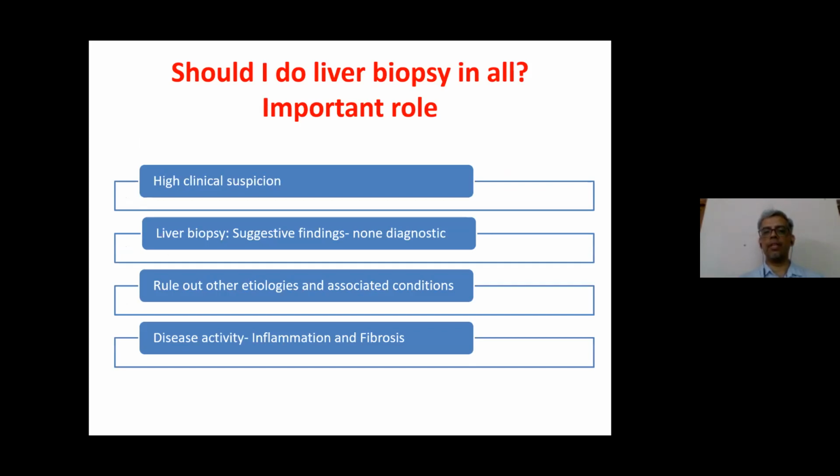Liver biopsy plays a very important role in the diagnosis of autoimmune hepatitis. Though, as discussed, the diagnosis of autoimmune hepatitis is based on a high clinical suspicion. The liver biopsy gives you suggestive findings, though none of these findings are very diagnostic for autoimmune hepatitis. But importantly, liver biopsy helps you rule out other etiologies and associated conditions. It also helps you in knowing the grade of inflammation and fibrosis which is there at that point of time.